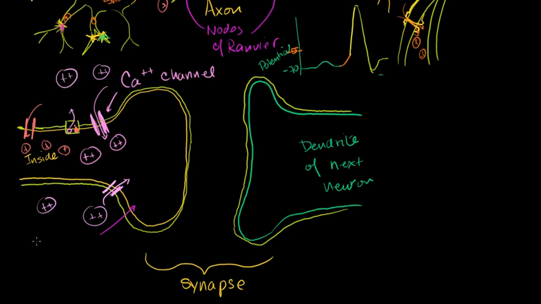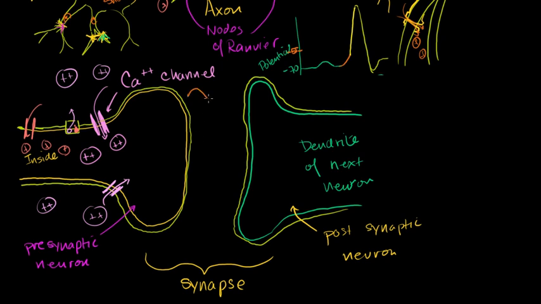Let me write that down. It's good to have a little terminology under our belt. Presynaptic neuron. This is the postsynaptic neuron. Postsynaptic neuron. And the space between the two neurons, between this axon and this dendrite, this is called the synaptic cleft. I'll just write it as synaptic cleft.